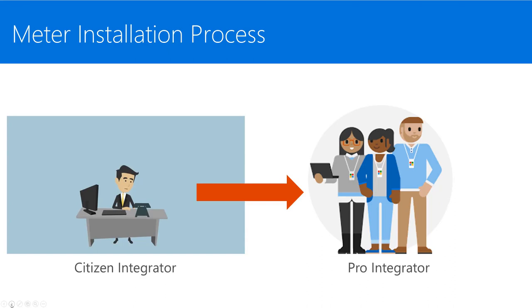So as I alluded to earlier in the slide, we want to move from a more citizen integrator persona, or perhaps a light IT pro persona, to a pro integrator persona. And in this case, this is where we need to write some code. And certainly if you need to write some code, then you're definitely in the Logic Apps space. You're not typically in the Flow space. So that's what we're going to demonstrate here today.